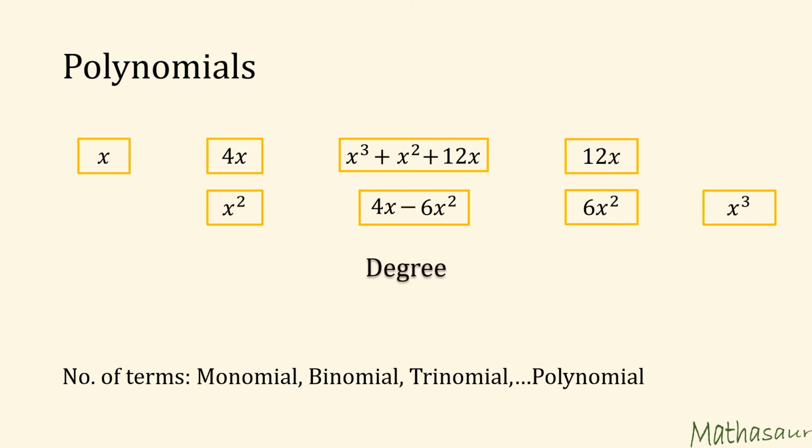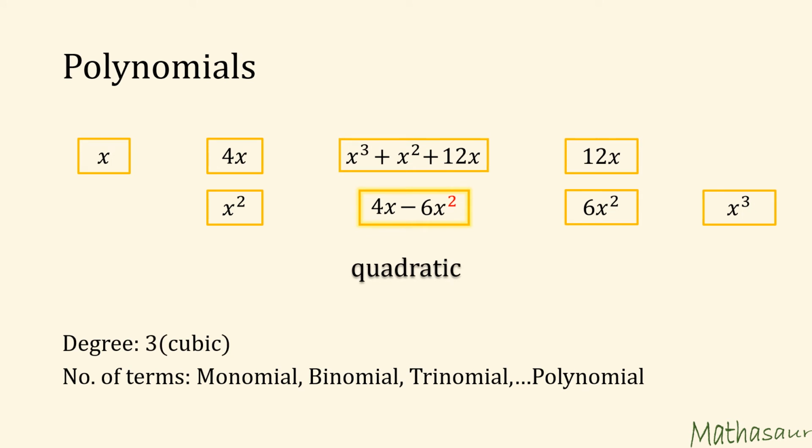Now let us look at the degree of these polynomials. The degree of a polynomial is the highest power of the variable. The variable here is x. So let us look at the highest power of x in each of these polynomials. Here the highest power is 3. So the degree of this polynomial is 3. This polynomial is also called a cubic polynomial.